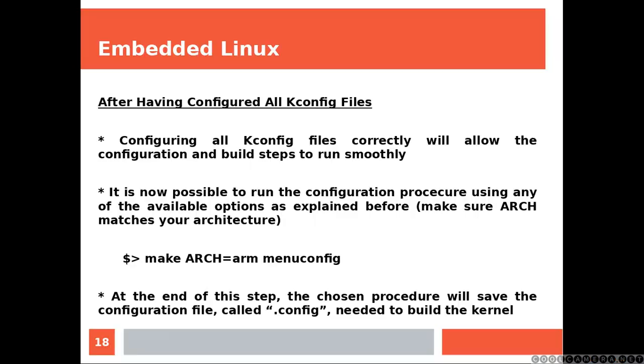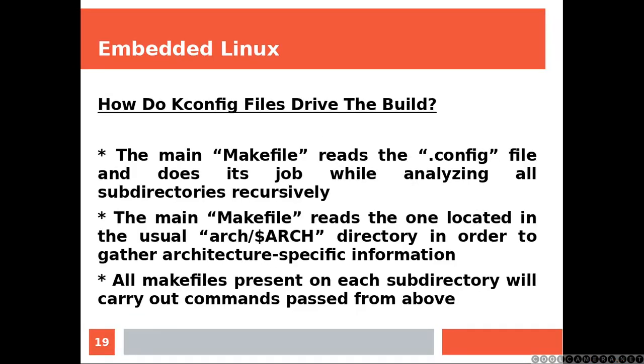Okay, so what's happening? Now, how do config files drive the build? The main makefile reads the .config file and does its job, while analyzing all subdirectories recursively. The main makefile reads the one located in the usual architecture directory in order to gather architecture-specific information. Right? All makefiles present on each subdirectory will carry out commands passed from above.